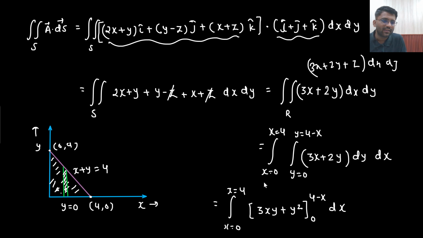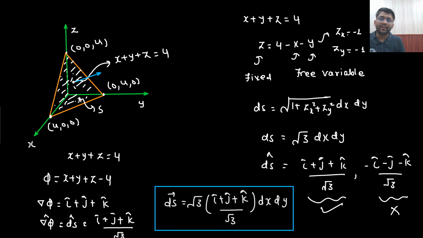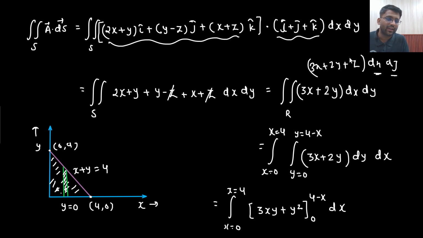Then will I be saying that since I am working on xy plane, I will be putting z equals to 0? No. You are coming on the xy plane to put the limit of x and y, but you are actually working on this plane. And on this plane, what is the value of z? The value of z is 4 minus x minus y. So I would have put here 4 minus x minus y. Is that understandable to you?